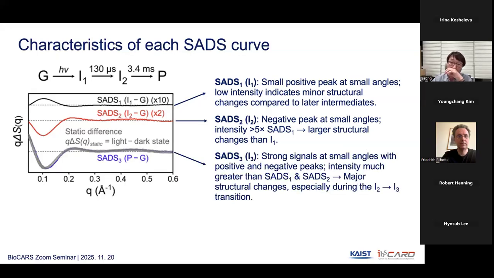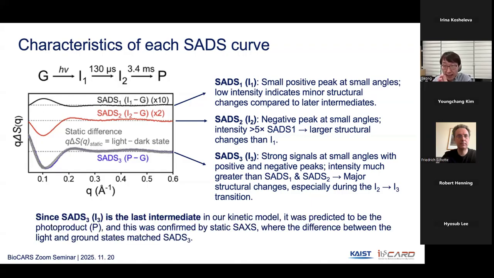And finally, SAS3 represents intermediate 3. Here we see a strong signal at a small angle with both positive and negative peaks. And the intensity is much greater than that of SAS1 and 2, indicating a major structural change, particularly during the transition from intermediate 2 to 3. And this confirms that the largest conformational rearrangement occurs in the later stage of the photoreaction pathway.